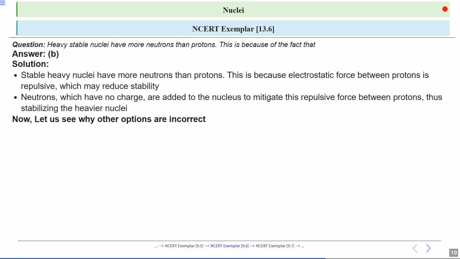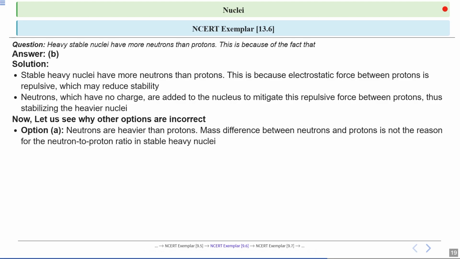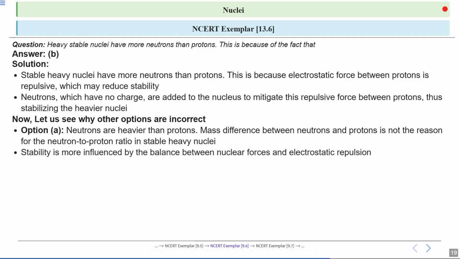Now let's see why other options are incorrect. So option A states that the reason of stability of heavy nucleus is that neutrons are heavier than protons. Mass difference between neutrons and protons is not the reason for the neutron to proton ratio in stable heavy nuclei. In heavy stable nuclei, more neutrons than protons are needed to counteract repulsive protons. Therefore, stability is more influenced by the balance between nuclear forces and electrostatic repulsion.